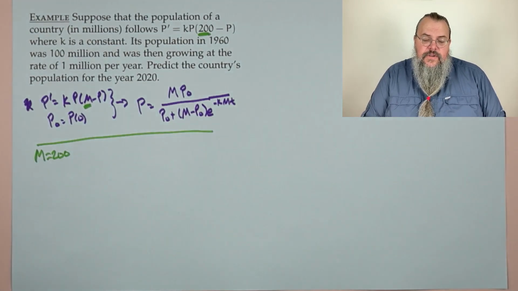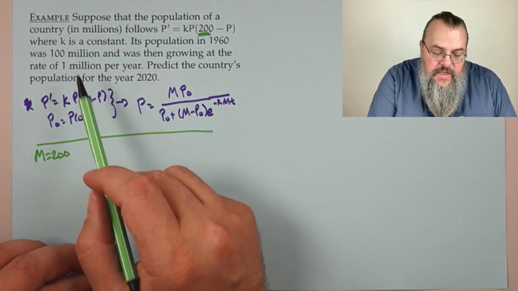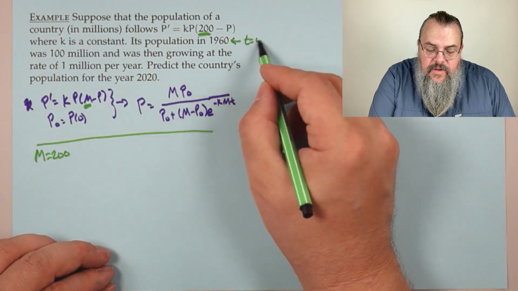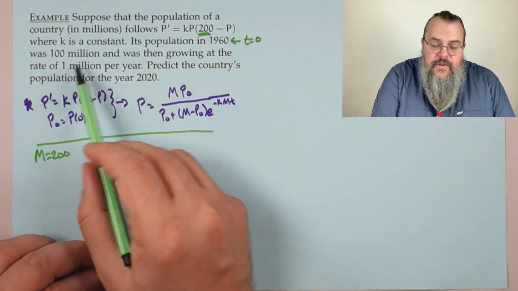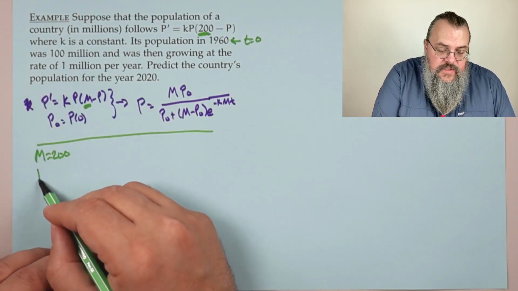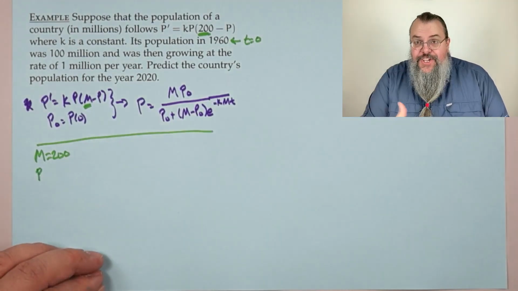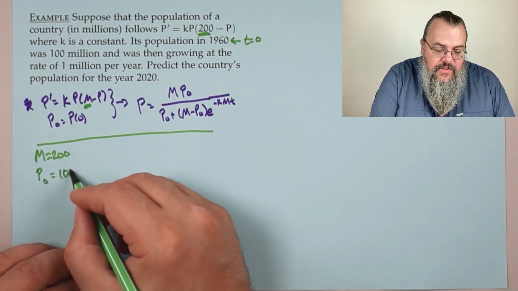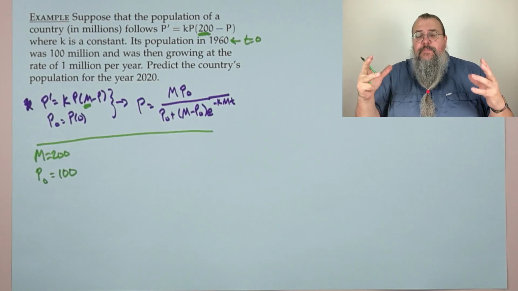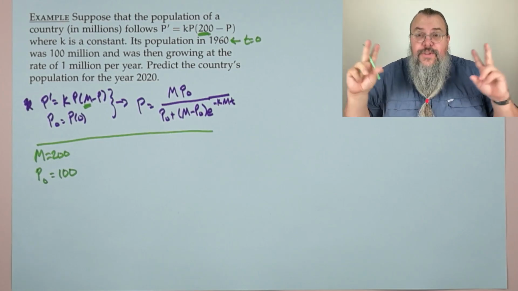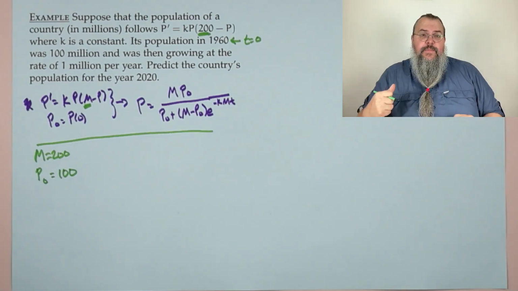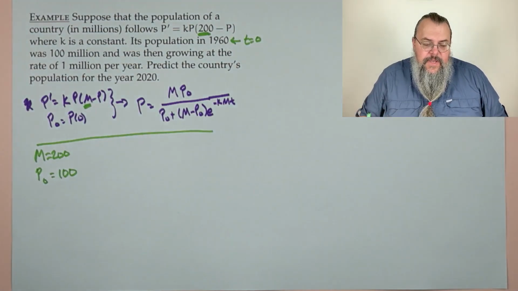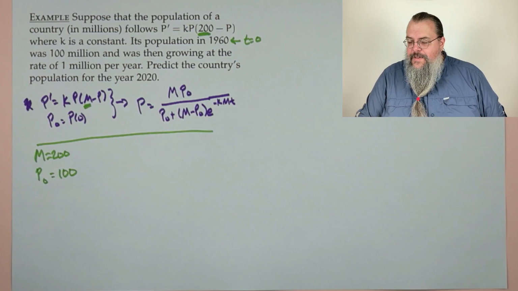We also know its population in 1960. So we'll think of 1960 as time equals 0. So our P0 was 100 million. So let's just drop the million, and so we'll say our P0 is 100. We can always put it back in the million later on. So our units are in terms of millions of people. All right, great. Now we have one more phrase.